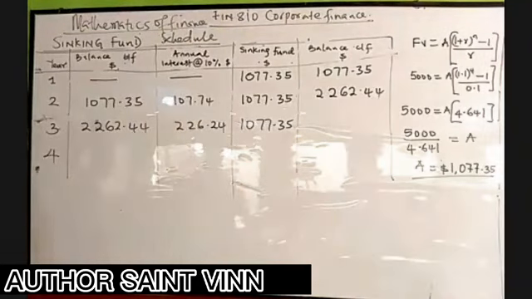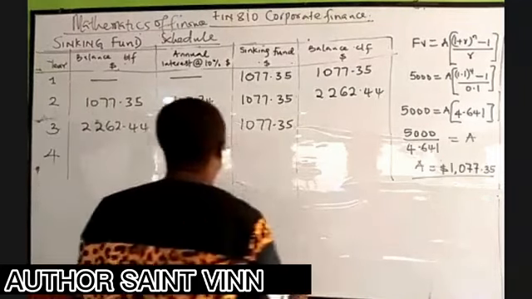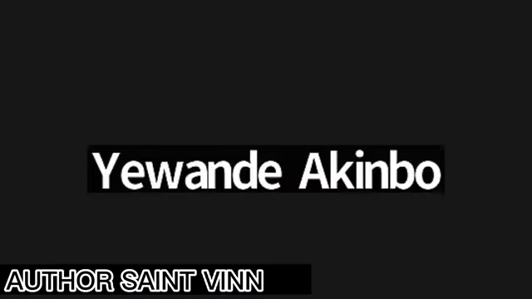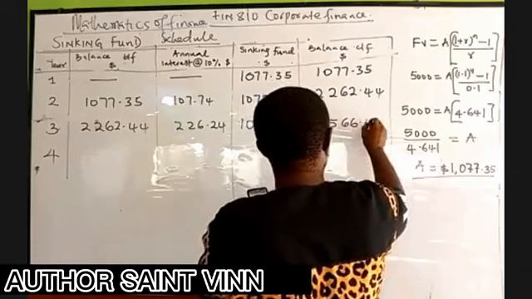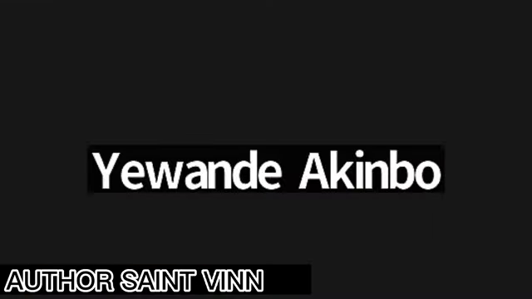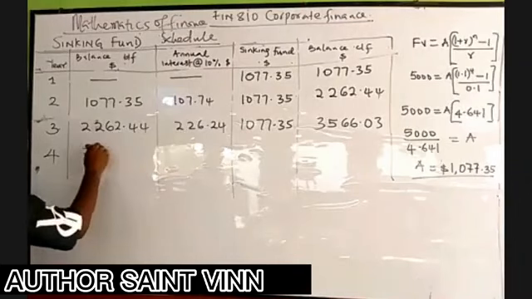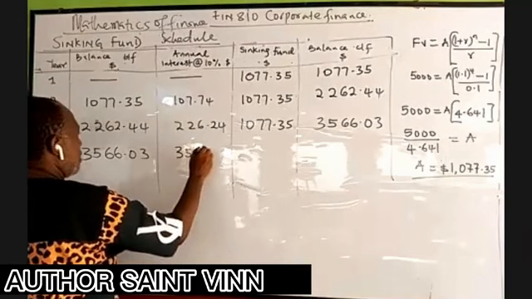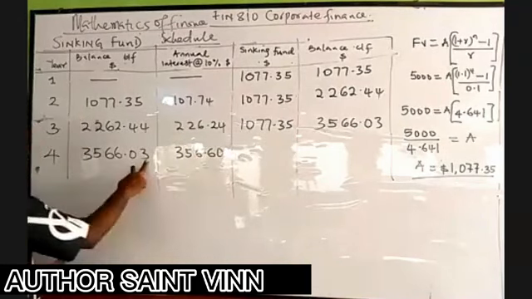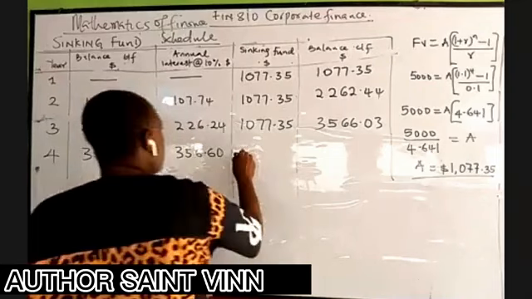To get the 10%, just shift the decimal backwards, it's 10%. Add everything: 3,566.03. We're in the last stage. Then we move it forward, 356.60. Because this is not up to 5, it stays 10. Add it together.